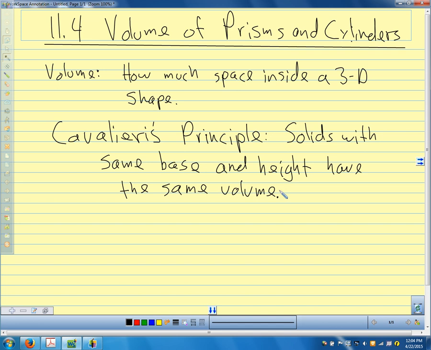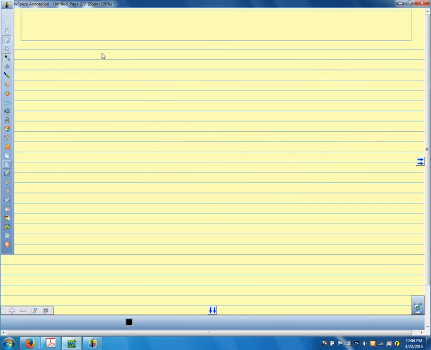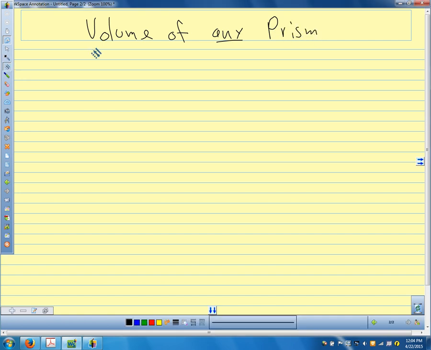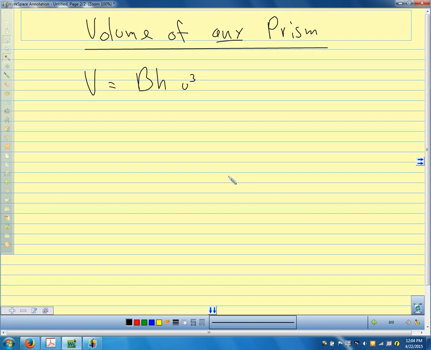All right, so let's get to our formula. The volume of any prism can be right, can be oblique, can be any crazy shape we want. The volume is a nice easy formula: base times height, V = Bh, where B equals the area of the base and h equals the height.